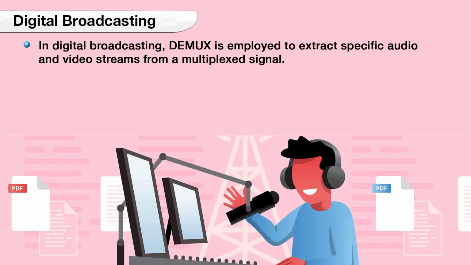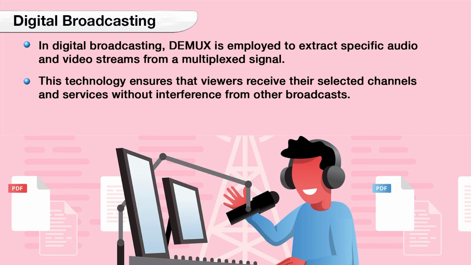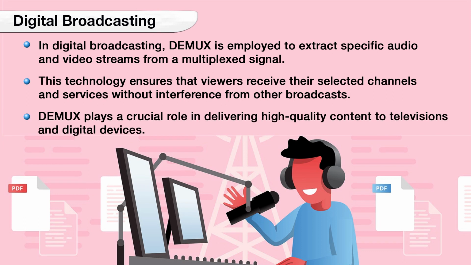In digital broadcasting, a demultiplexer is employed to extract specific audio and video streams from the multiplexed signal. This technology ensures that viewers receive their selected channels and services without interference from other broadcasts. The demultiplexer plays a crucial role in delivering high quality content to television and digital devices.